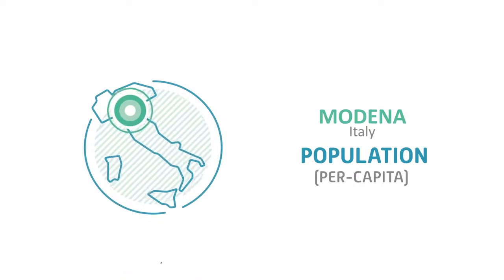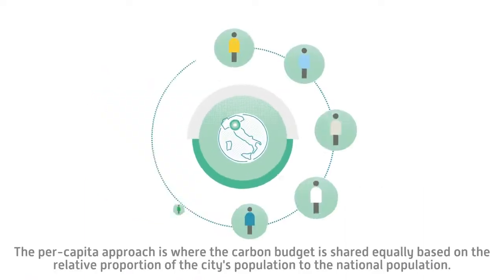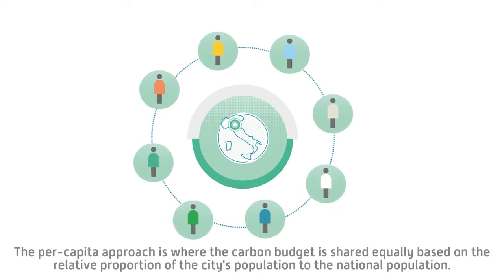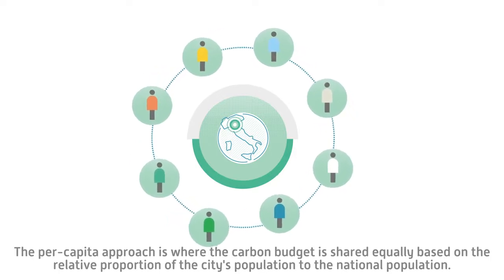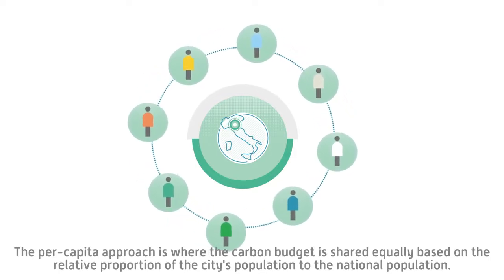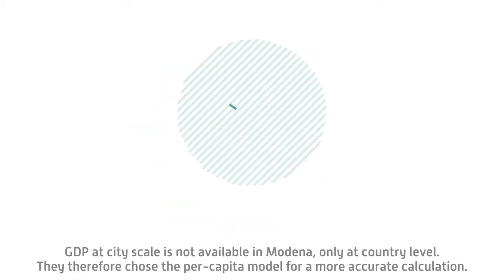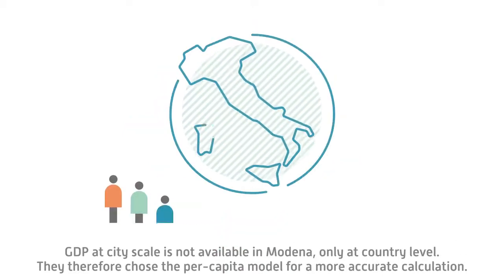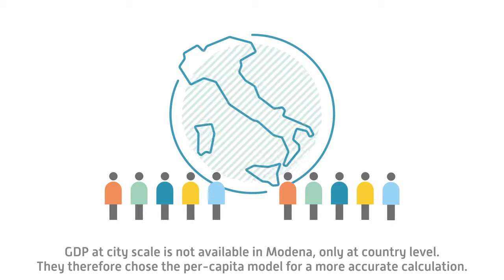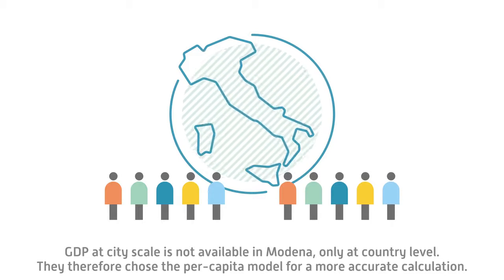Modena, Italy. Population. The per capita approach is where the carbon budget is shared equally based on the relative proportion of the city's population to the national population. GDP at city scale is not available in Modena, only at country level. They therefore chose the per capita model for a more accurate calculation.